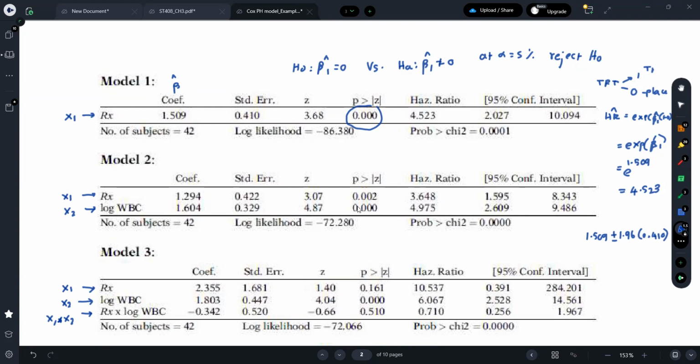The lower bound is 1.509 minus 1.96 times the standard error, 0.410. You will get 0.7054. Can you get this lower bound, 0.7054? Similarly, find the upper bound: 1.509 plus 1.96 times the standard error, 0.410. You will get 2.3936.